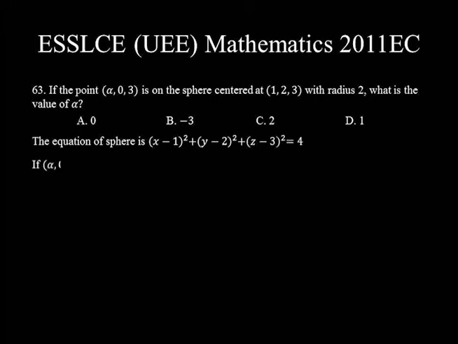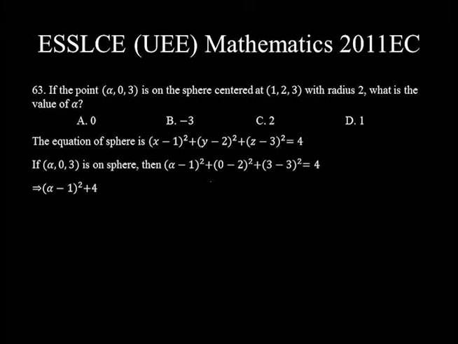If (alpha, 0, 3) is on the sphere, then (alpha minus 1) whole squared plus (0 minus 2) whole squared plus (3 minus 3) whole squared is equal to 4. This implies (alpha minus 1) whole squared plus 0 minus 2 is negative 2, negative 2 squared is 4, plus 3 minus 3 is 0, 0 squared is 0. Bringing 4 to the left of the equality sign becomes negative 4 is equal to 0.